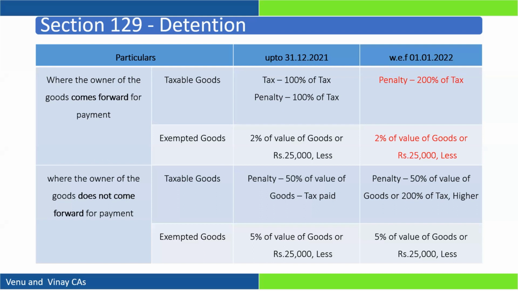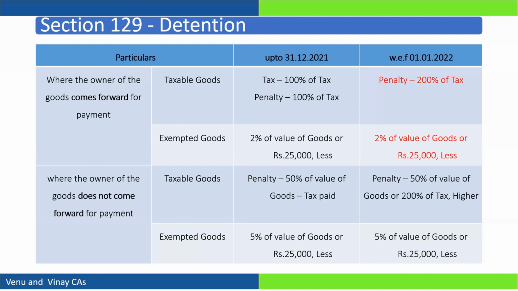Sorry, the penal provisions in case of the exempted goods is 2% of the value of the goods or 25,000, whichever is less. In case the owner doesn't come back for payment of the taxes, then the penalty would be levied as 50% of the value of the goods.